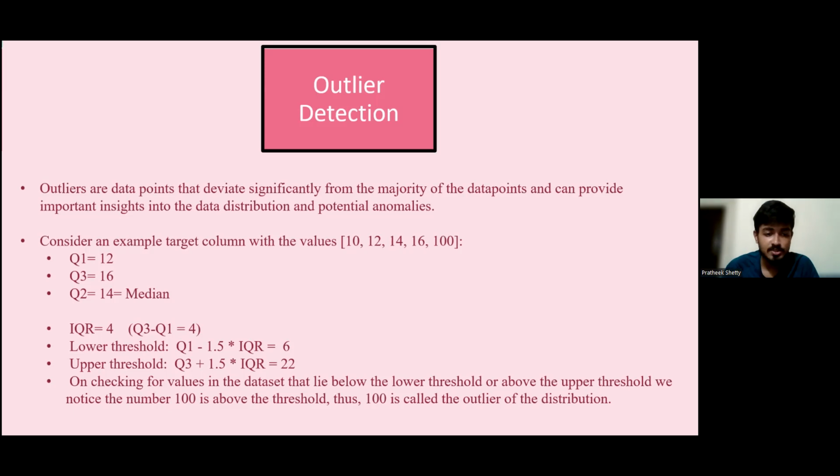The lower threshold value can be calculated by subtracting 1.5 times IQR from Q1, and the upper threshold value can be calculated by adding 1.5 times IQR to Q3. So the lower threshold value we get is 6 and the upper threshold value is 22. Here from these 5 values, we can note that the value 100 doesn't lie between the lower threshold and upper threshold. Hence, 100 is called the outlier in this set of values.